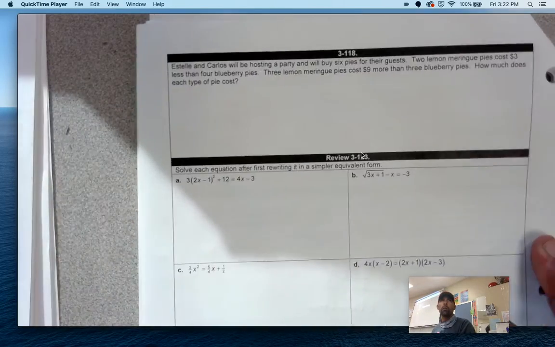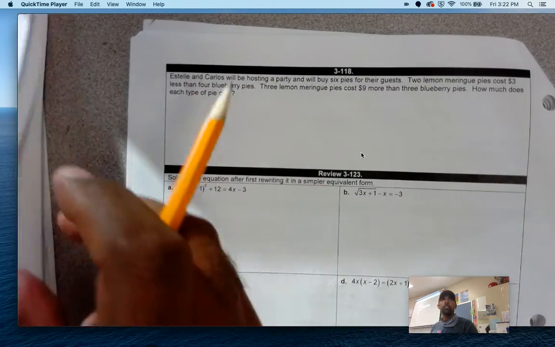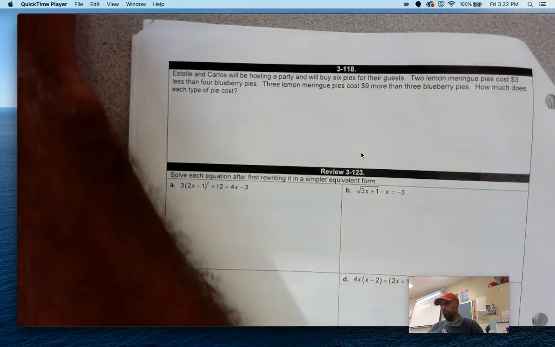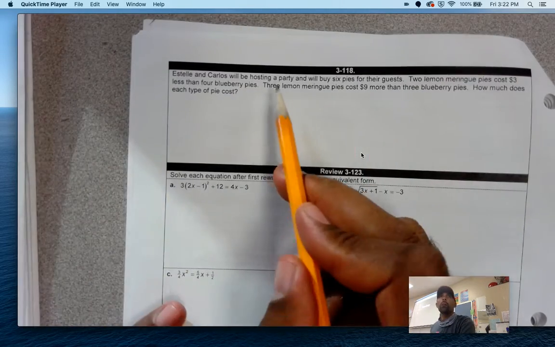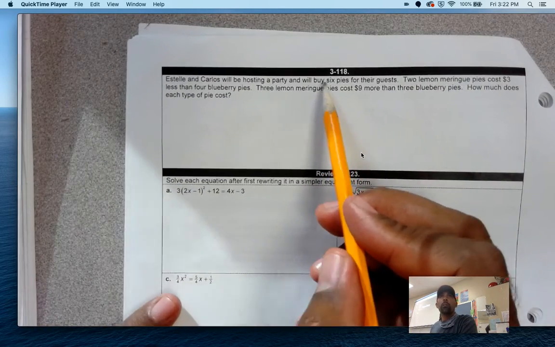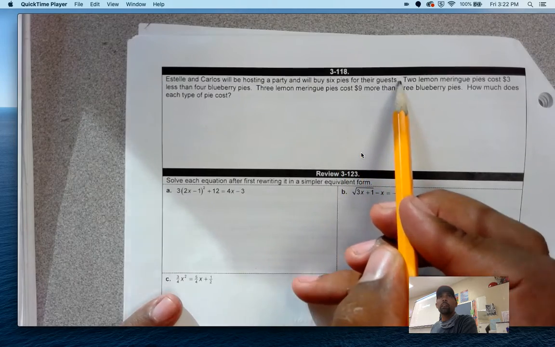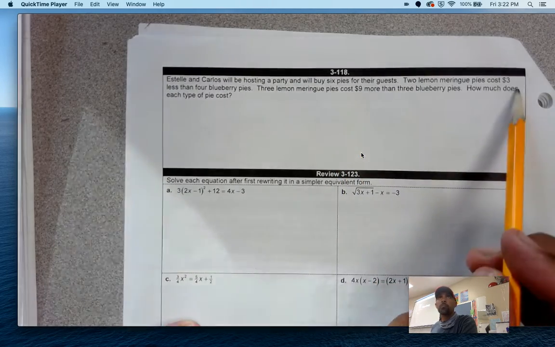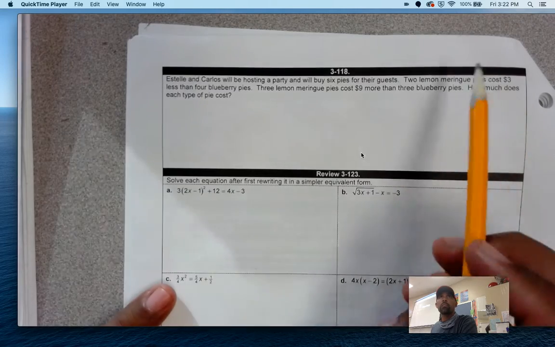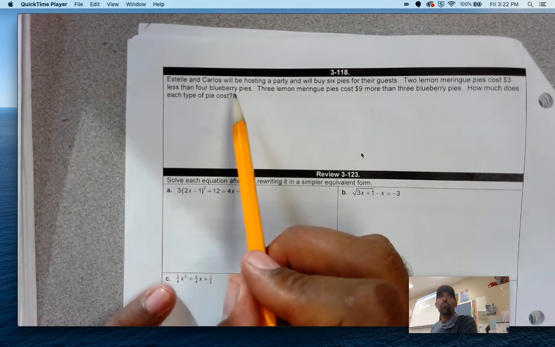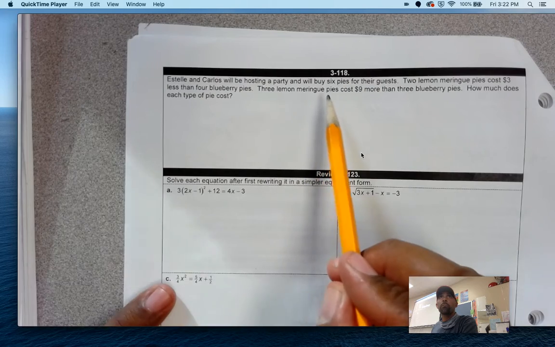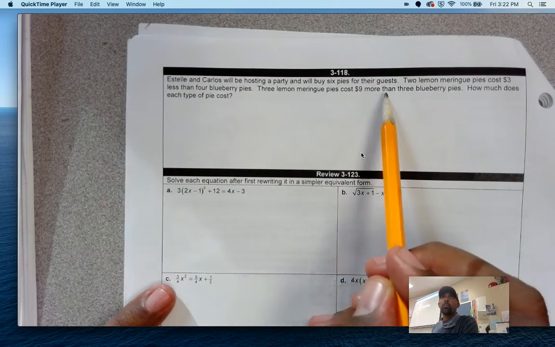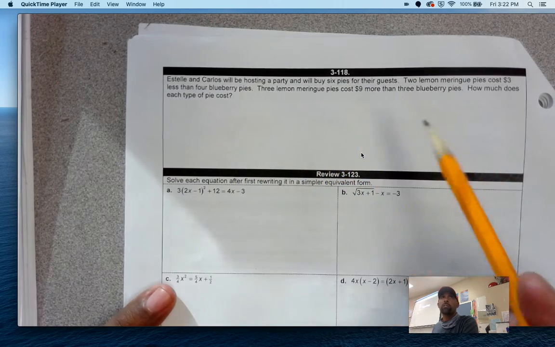All right, next one. All right, so Estelle and Carlos are going to be hosting a party where they're going to buy 6 total pies for the guests. Okay, 2 lemon meringue pies cost $3 less than 4 blueberry pies. 3 lemon meringue cost $9 more than 3 blueberries. How much does each pie cost?